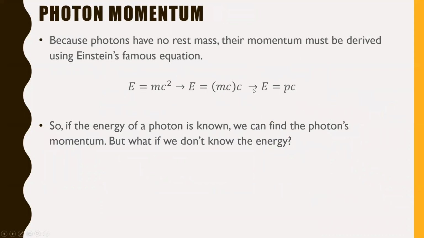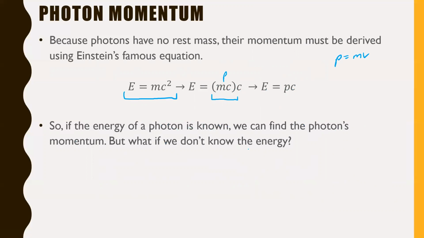With photon momentum, because photons have no rest mass, their momentum must be derived using Einstein's famous formula, E equals mc squared. Imagine E equals mc squared being broken down into E equals mcc. If you bundle the m and one c together, you get E equals pc, because remember, p is mass times velocity, and c, of course, is just the speed of light. So that's where that's coming from. Your energy equals your momentum times the speed of light. If the energy of a photon is known, we can find the photon's momentum. You just divide by the speed of light, right?